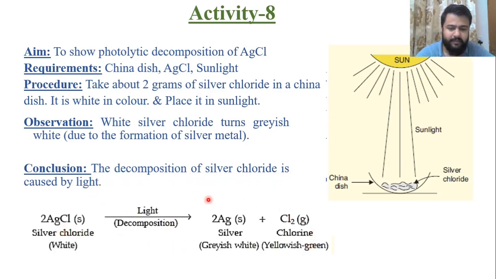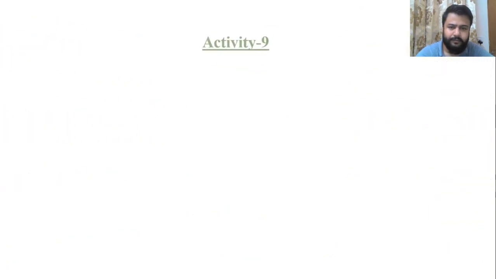You have to remember this chemical equation: AgCl, silver chloride, which is white in color. If light is there, it decomposes and converts into silver solid, grayish white, and chlorine, yellowish green in color. This chlorine gas escapes out, so it will not leave any color; only the grayish white color of silver remains.